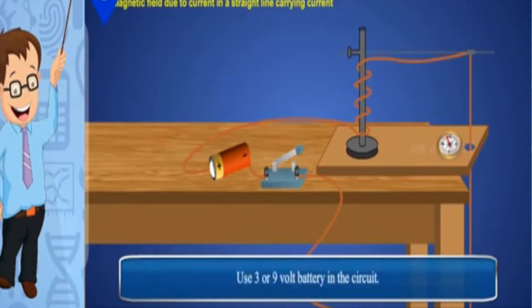Use a 3 or 9 volt battery in the circuit. Switch on, and current flows through the wire. We notice that the needles are directed as tangents to the circle. The magnetic field around the wire is circular in shape.